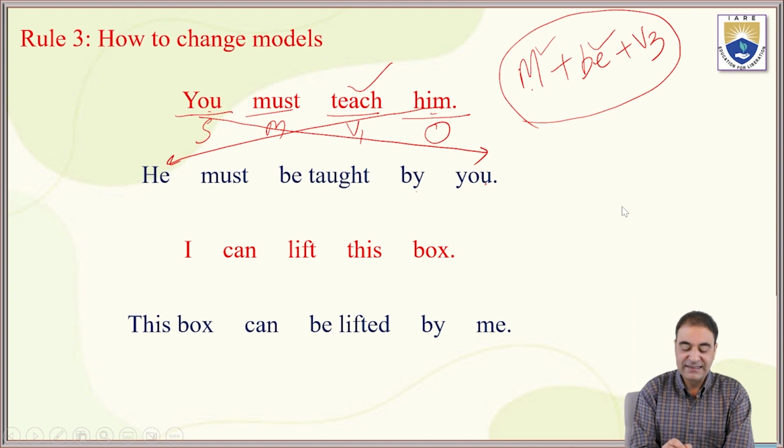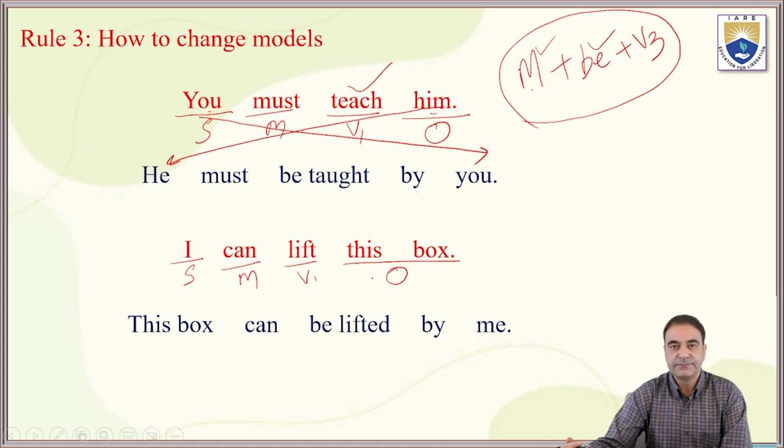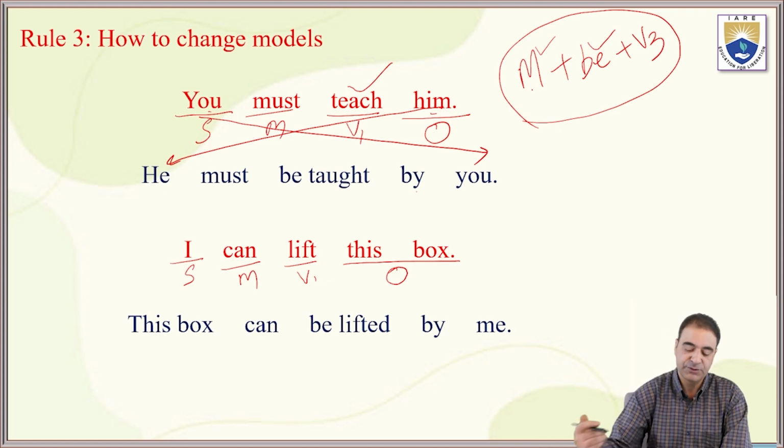Now look at the second example. Here we have "I", this is the subject. Then we have the modal "can". Then we have "leave", verb, first form. And then we have "this box", this is an object. Remember, here only "box" is not the object. It is "this box". This box is the object, okay?